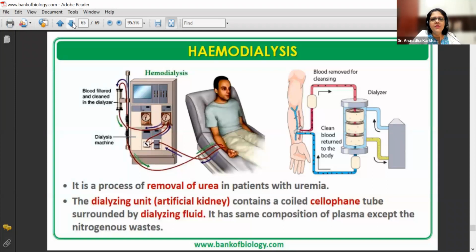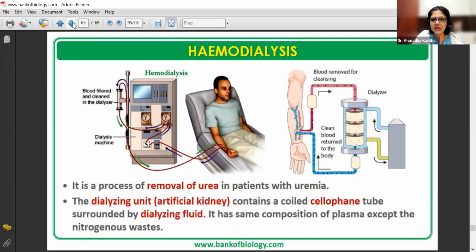Then we have something called hemodialysis. You must have heard about dialysis, but please understand this is a concept. See how dialysis is carried out. It is a process of removal of urea in patients with uremia. The urea is not getting eliminated from the body. The kidney is not functional to take these nitrogenous wastes out of the blood, so artificial methods have to be adopted.